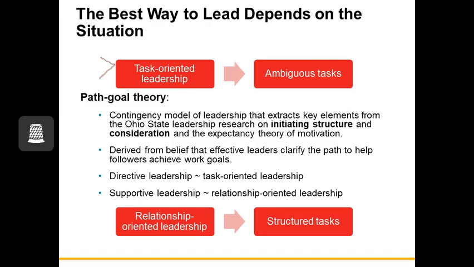You can conceptualize supportive leadership as relationship oriented leadership. According to path goal theory, this type of leadership will be most effective when tasks are structured, thus don't require clarity, and managing of relationships becomes more important.